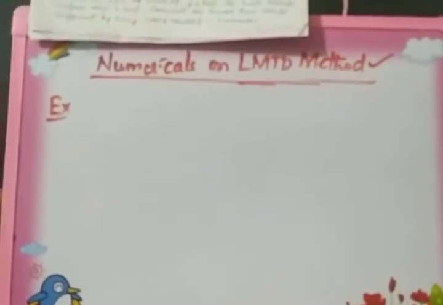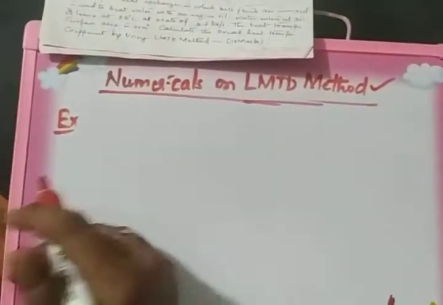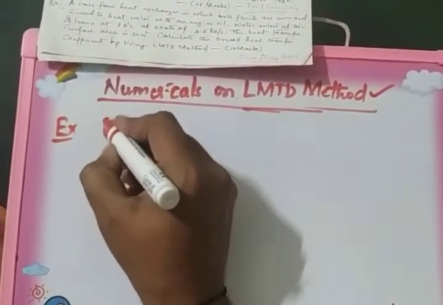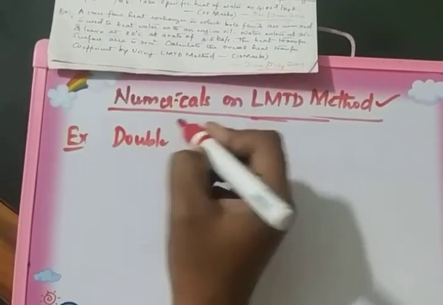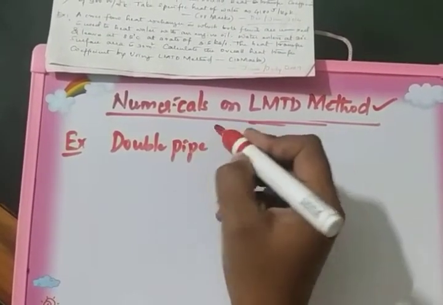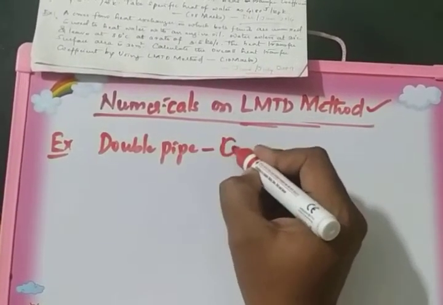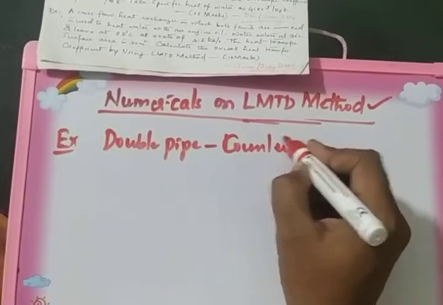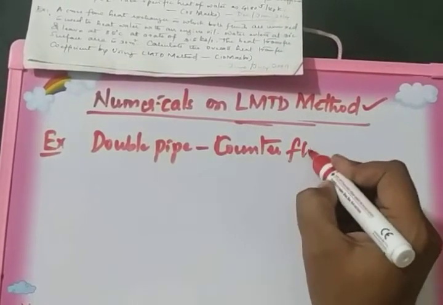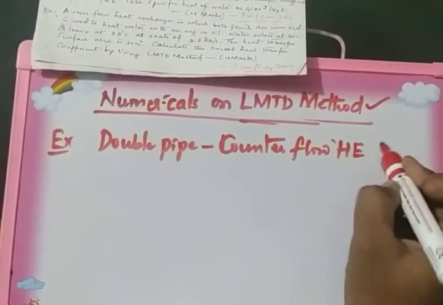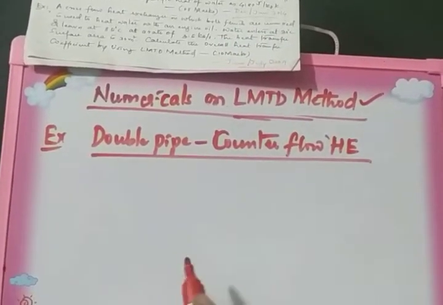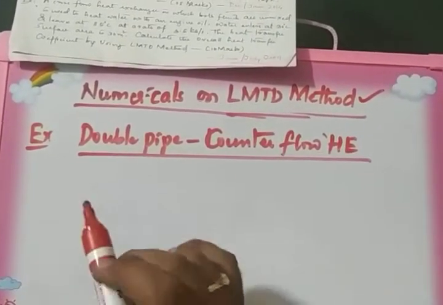Okay, now let us begin with the first numerical, that is on double pipe counterflow heat exchanger. So the type of heat exchanger we are going to consider now is a double pipe, which is also called a concentric pipe, and the flow arrangement is counterflow. So a double pipe counterflow heat exchanger is the type of heat exchanger given in our numerical.